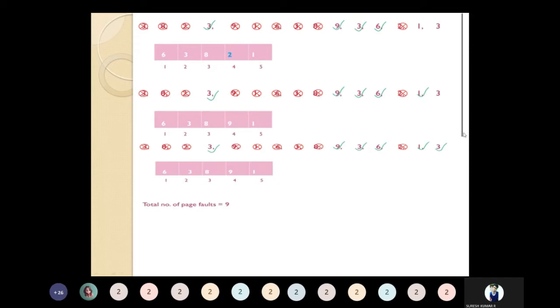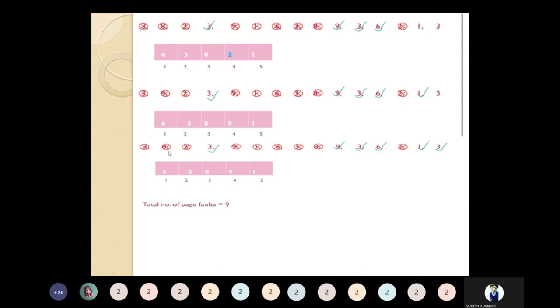Again, I'm checking with 3. 3 is also already available. Okay, here, which one did we mark in here?